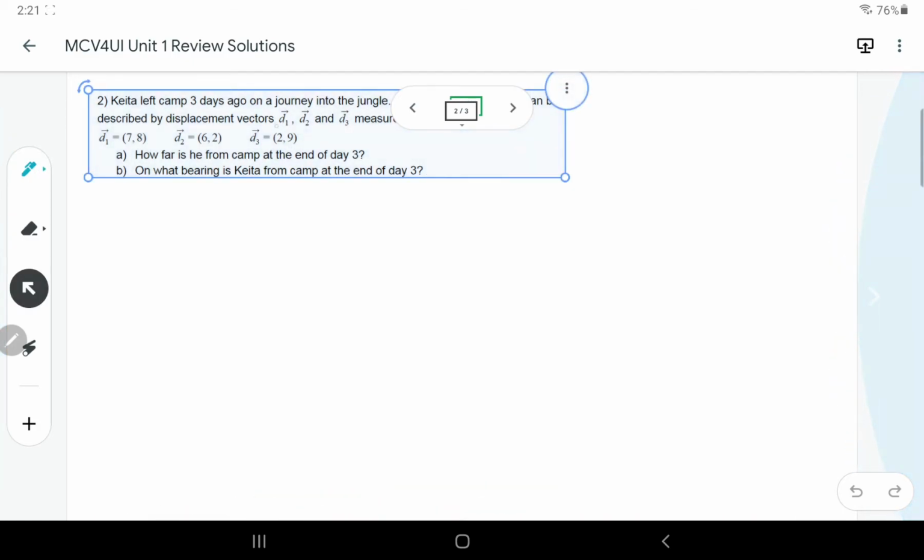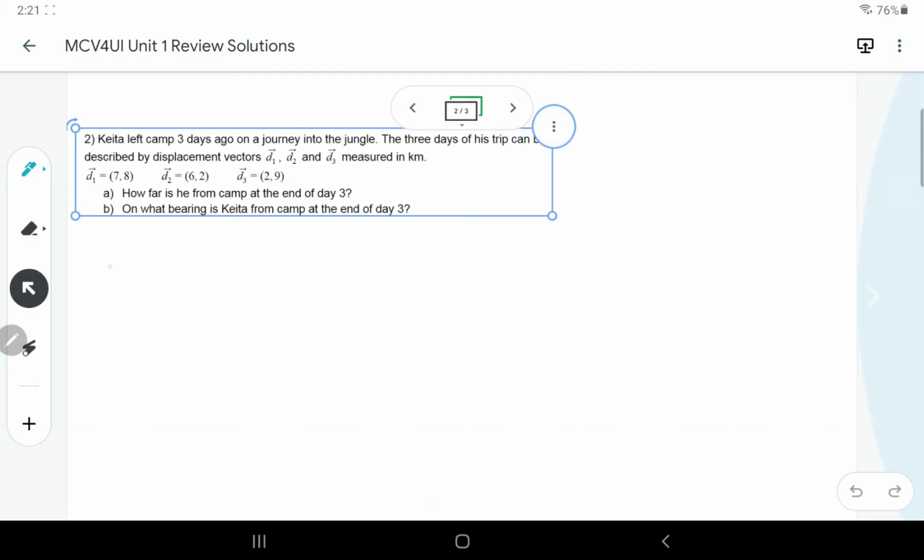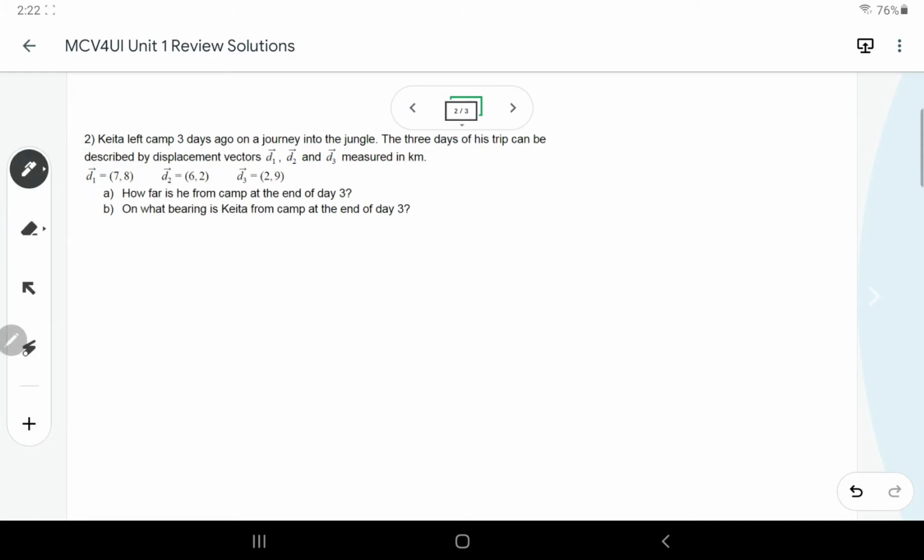The next question. So we've got somebody going on a trip in the jungle. Kita left 3 days ago on a journey into the jungle. The 3 days of his trip can be described by these vectors D1, D2, and D3 measured in kilometers. Part A asks how far is he from camp at the end of day 3. So we can sketch this out. We've got all positive. So D1 is 7 kilometers east and 8 kilometers north.